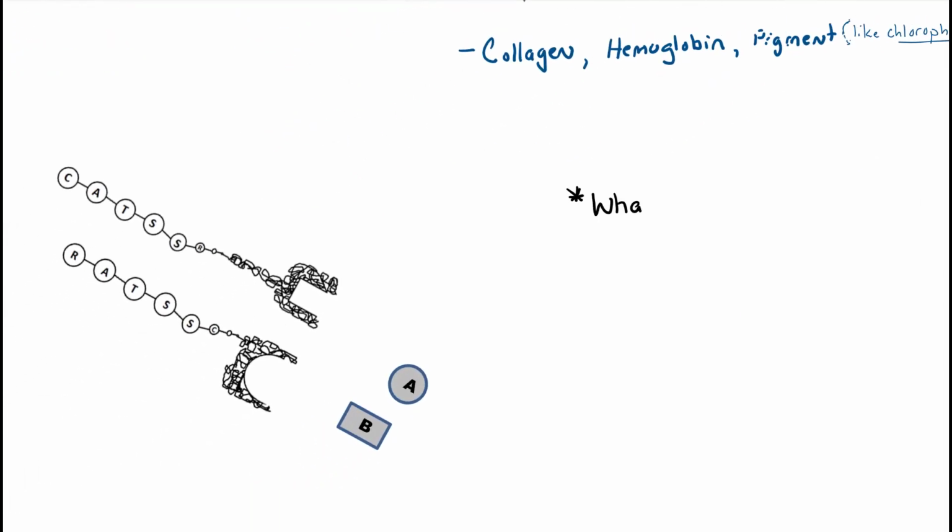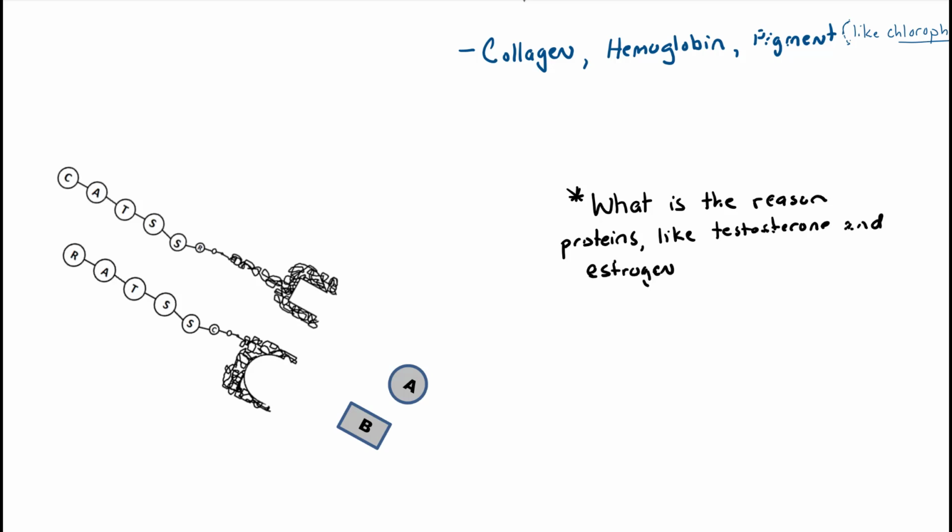So, what gives proteins their specific function? Meaning, what's the reason why proteins like testosterone and estrogen carry out different functions? Why does testosterone develop male characteristics and estrogen carry out or develop female characteristics? Two very different hormones. Let's take a look.